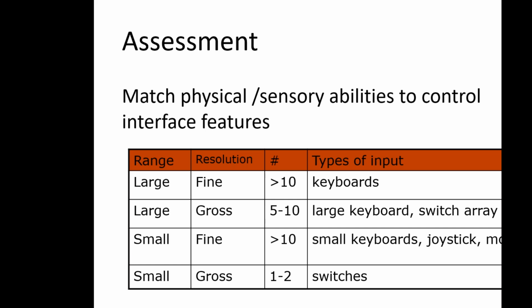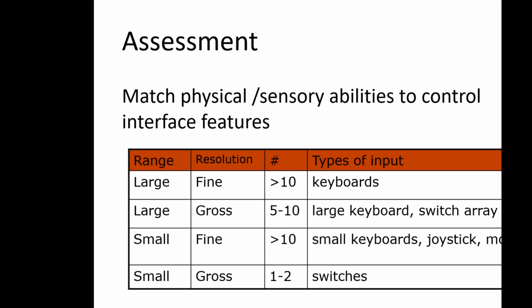When we're looking at specific control interface features, we want to look at physical and sensory abilities as well. And we're looking at specifically range of motion and motor skills. So this table is a nice little way to look at this. So if we have a large range of motion, we can extend our arms, we can reach farther, and we have fine motor control. So we have good fine motor control. We have the ability to then potentially use a keyboard, okay?